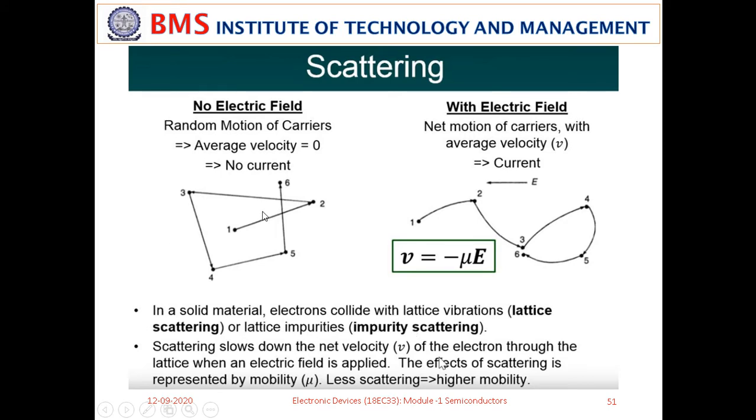Because of that, electrons will move in a random way, as shown here. When the electric field is applied, you can see that there is a net motion of carriers, and the average velocity is taken as V. The electrons will move in particular directions with this average velocity. The expression is given here: V is equal to minus mu times E.